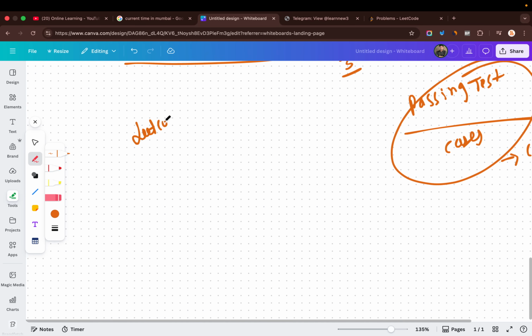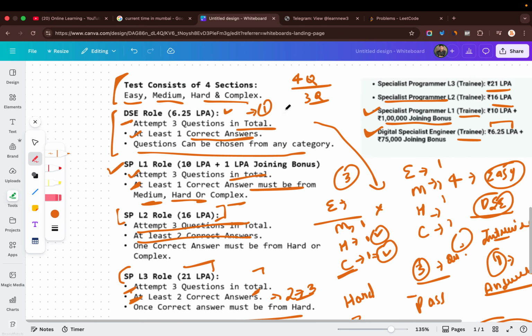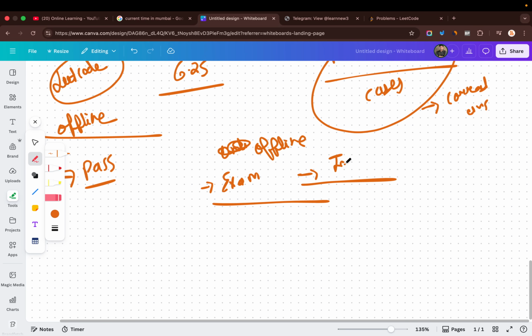You have to prepare on LeetCode because it's an offline examination and you have to pass many test cases. So they will provide you the opportunity of 6.25 LPA, then 11 LPA, then 16 LPA and 21 LPA. According to your performance in the exam, they will shortlist you for the interview. So you have to prepare questions from YouTube itself, or solve questions on LeetCode. It's my important suggestion to all of you.